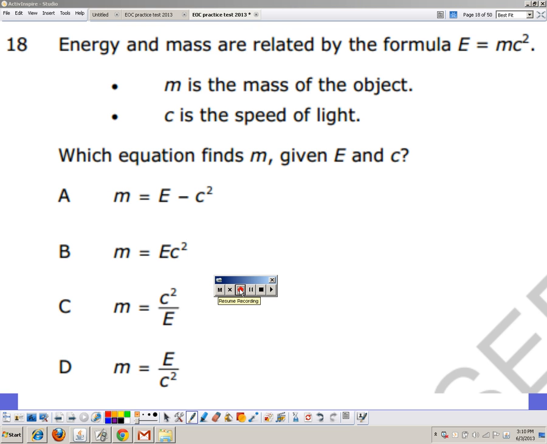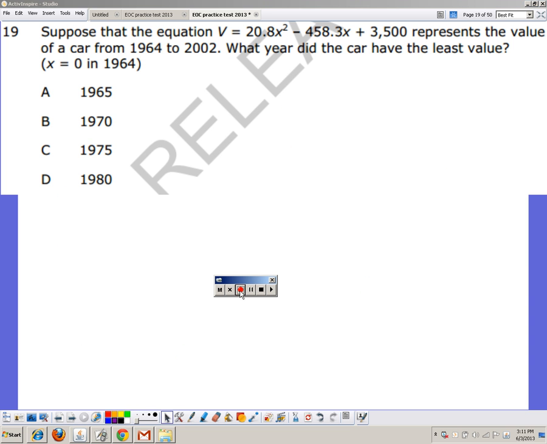And number 18, they give us the equation, E equals MC squared, and they want us to solve for M. So C squared is multiplying M, therefore to get M by itself, we have to divide. So E divided by C squared gives us M, so the answer is D.